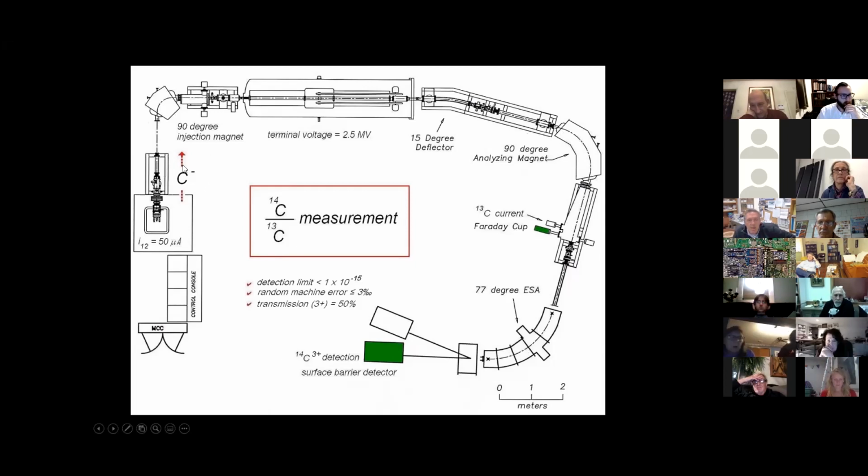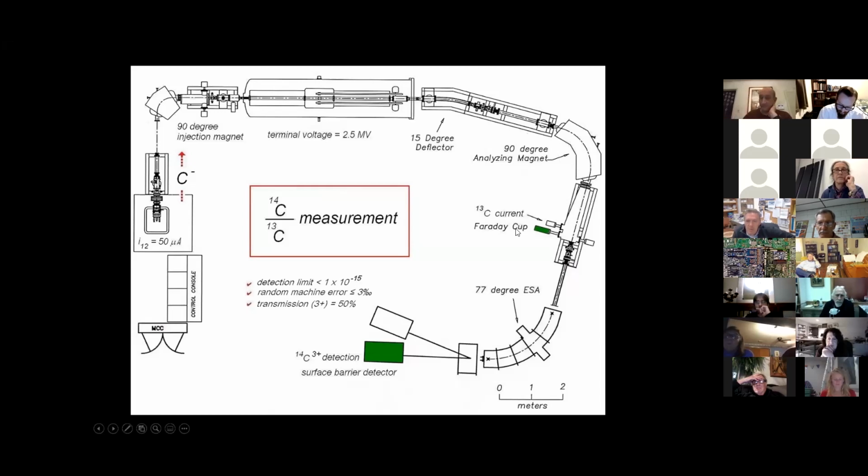The isotopes are all ionized, so they're carrying an electric charge. So we don't really count them per se. We just measure the electric current that each one conducts. Very simply, I told you that carbon-12 is 99% of carbon and carbon-13 is 1% of carbon.